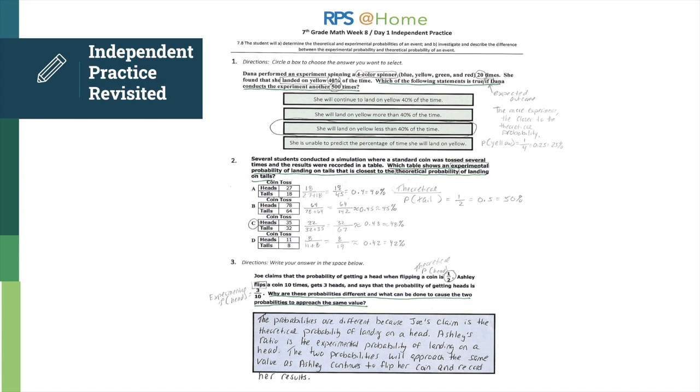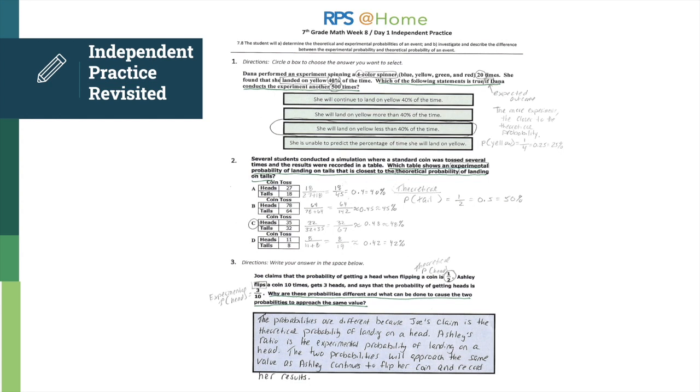For number 2, we have a simulation with a standard coin, and the question is which table shows an experimental probability of landing on tails that is closest to the theoretical probability. Again, we need to calculate the theoretical probability to be able to compare. The theoretical probability of landing on a tail is 1 out of 2 because there is 1 tail on a coin out of 2 possible outcomes, which is 5/10 or 50%.